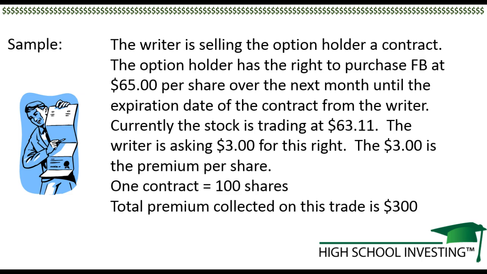So here's a sample. The writer is selling the option holder a contract. The option holder has the right to purchase Facebook at $65 per share over the next month until the expiration date of the contract from the writer. Currently, the stock is trading at $63.11. The writer is asking $3 for the right to buy it at $65. The $3 is the premium per share. And remember, one contract equals 100 shares. So the total premium collected on this trade is $300.